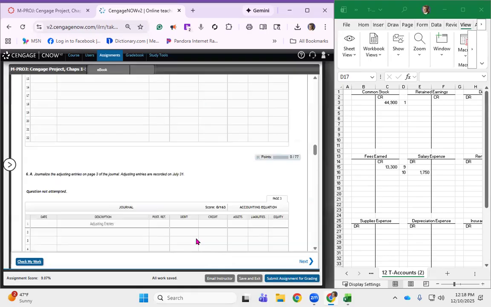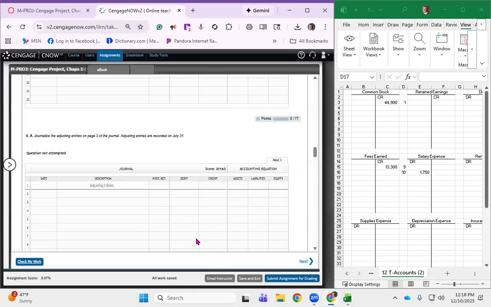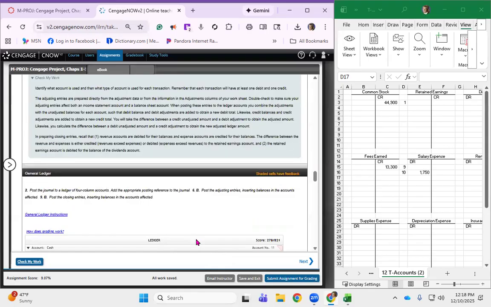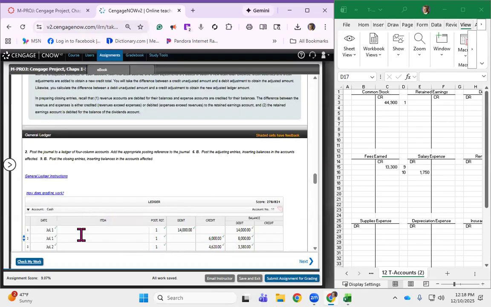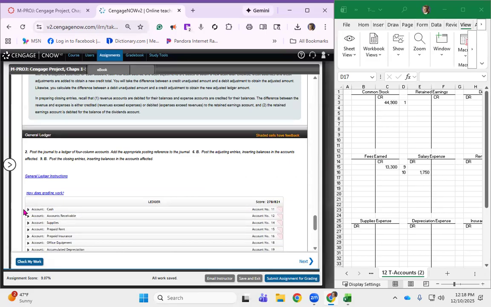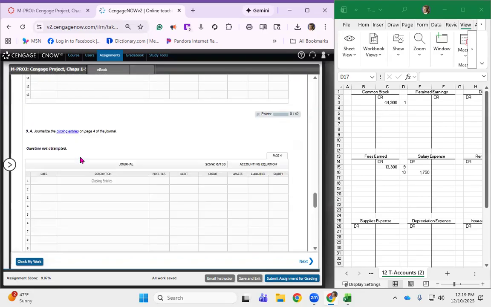And now we're ready to close. Let's close all of our ledgers just so that we don't mess up something. So if you click on cash, all of those ledgers will now close. Okay, now we're ready to journalize again. Ready for another journal entry.